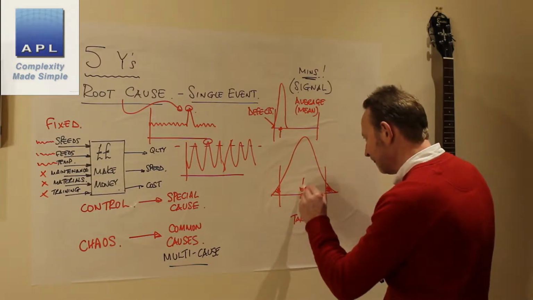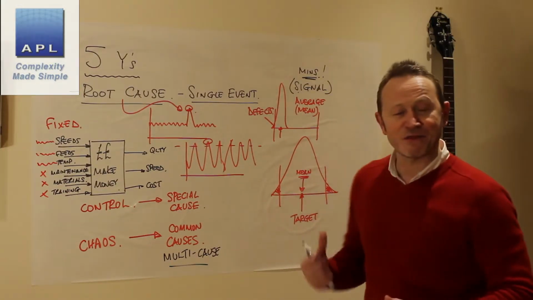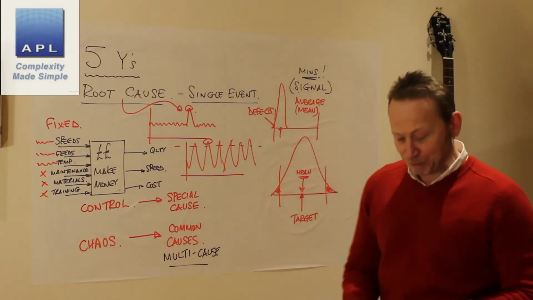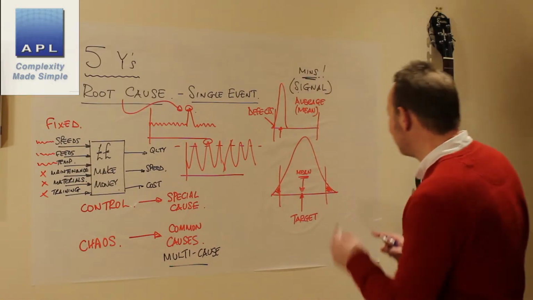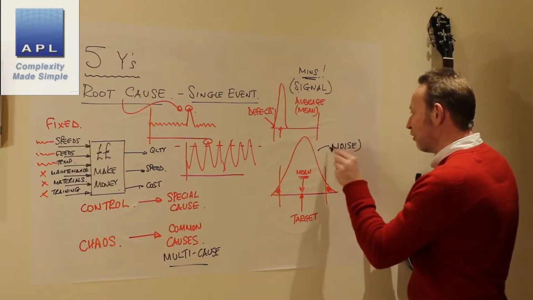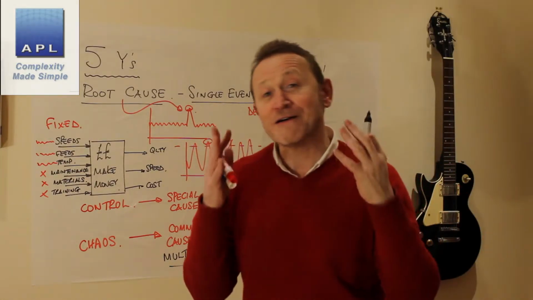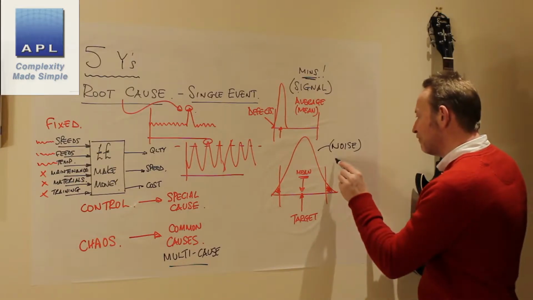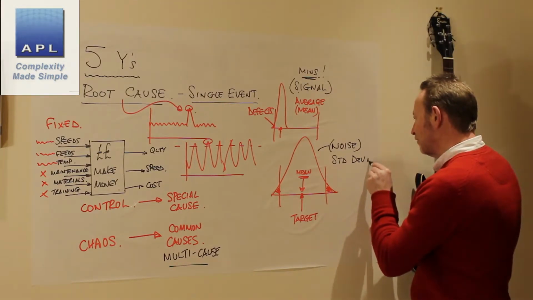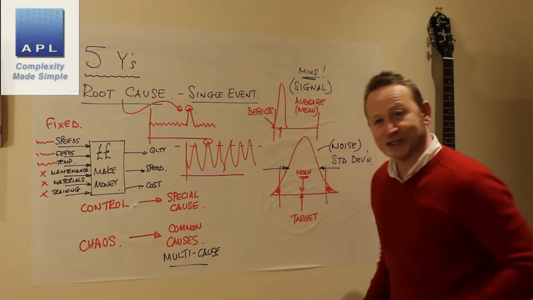Therefore, we don't want to move the signal. The mean is in the right place. What we've got a problem with isn't a problem with signal. This is a problem with noise. It's a problem with spread. The way we measure spread, the way we measure variability is not via mean, but via standard deviation. What you've got to do is squeeze this thing in.